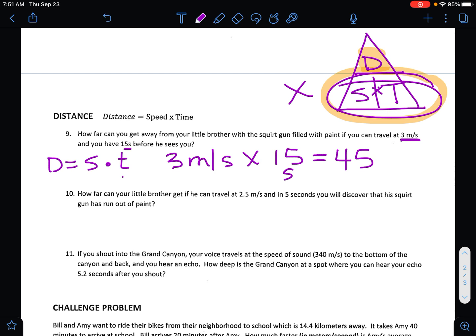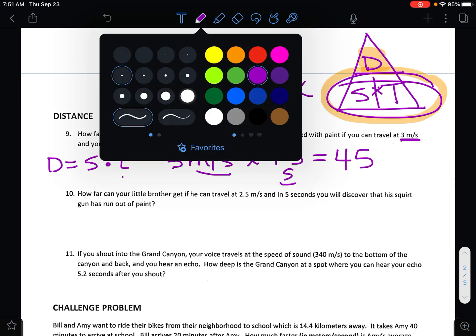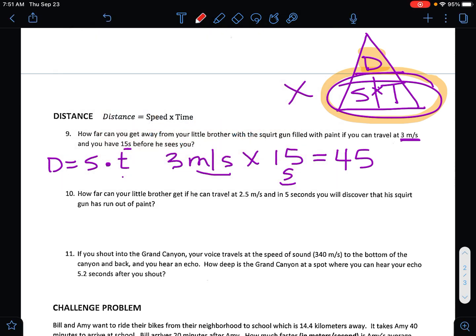Now, I am looking at my units. I have meters per second here and seconds here. I'm going to cross off what's the same. What is the same here? Seconds. What is the same here? Seconds. What am I left with? Meters. Okay, so let's look at that. How far? I'm solving for distance, and my answer is 45 meters.